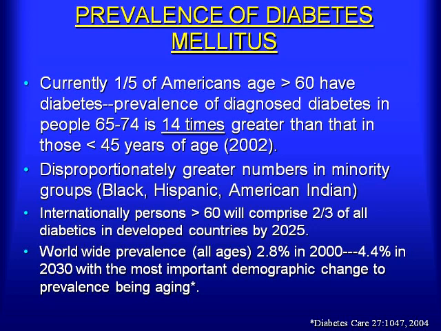It's disproportionate. We're seeing it in blacks, Hispanics, and in the American Indian population, the Pima Indian population down in the Phoenix area where I am. Virtually 100% of them have type 2 diabetes.